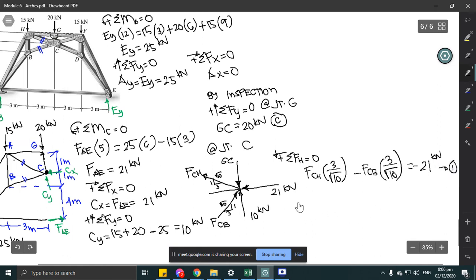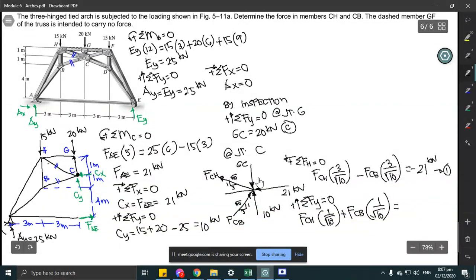Equation 2 comes from the summation of forces in Y, or vertical. So FCH multiplied by 1 over square root of 10, and CB, both pointing upward, so plus FCB times 1 over square root of 10, equals, what was our GC? It points downward, so 20 for GC, minus 10. This will be our equation number 2.